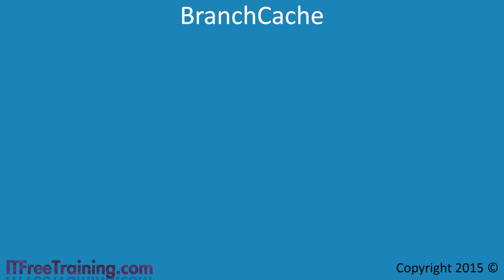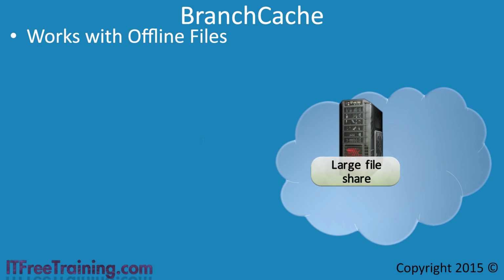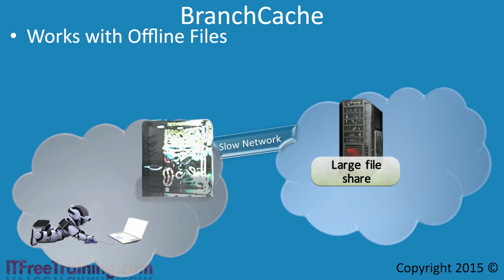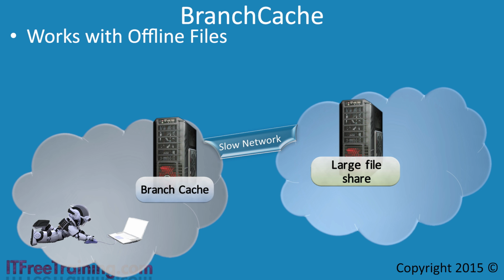The next feature that I will look at is branch cache. Branch cache works with offline files. If you are not sure how branch cache works, well, it works like this. Once again, you have a file server on a remote network. Our user is on another network that is separated by a slow network connection. In order to use branch cache, it needs to be configured on the remote network, in this case on one of the servers.